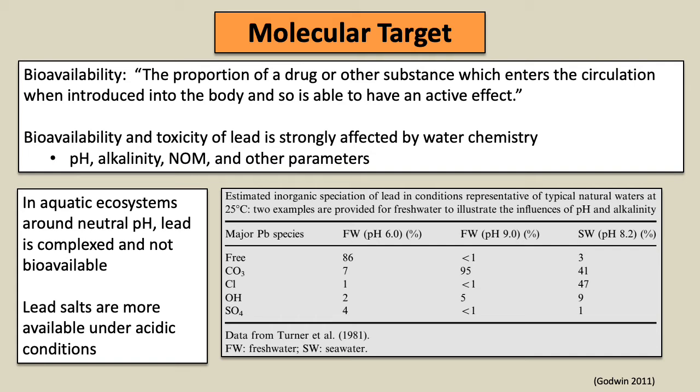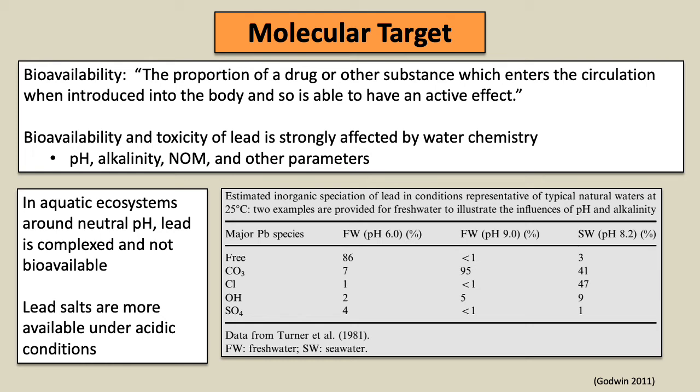One important thing to consider when talking about the toxicity of lead is its bioavailability, which is defined as the portion of a drug or substance which enters the circulation when introduced into the body and is so able to have an active effect. The bioavailability can change depending on things like water chemistry and water parameters like pH, alkalinity, natural organic matter, and other parameters. When these change, the bioavailability of lead can also change, making it less toxic.